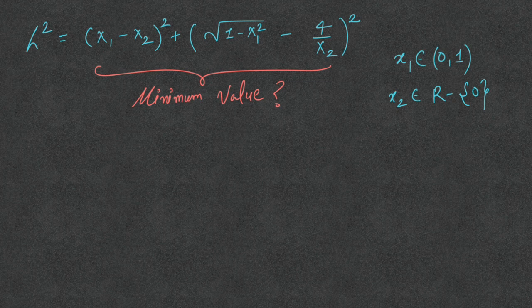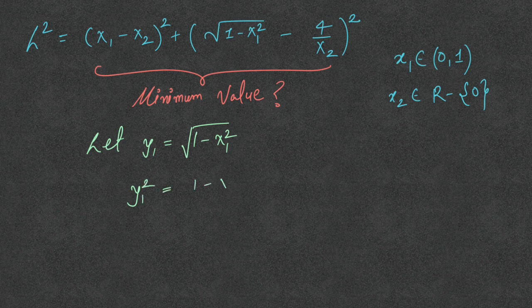assume this under root of 1 minus x square here as a function. So let y1 be a function, and it is written as under root of 1 minus x1 square. Now squaring on both sides, we get y1 square is equal to 1 minus x1 square, and on further solving it becomes x1 square plus y1 square equal to 1.